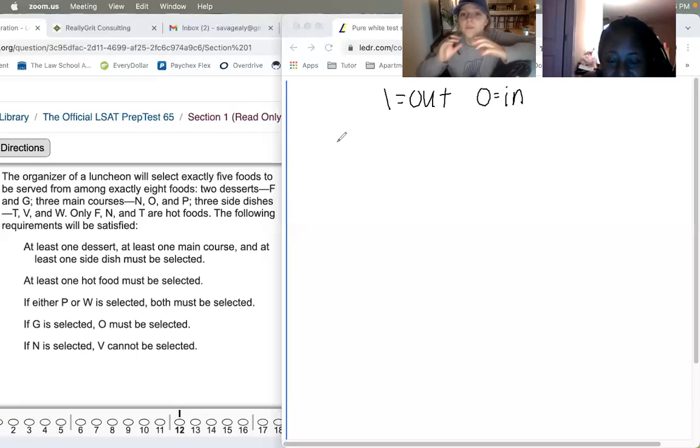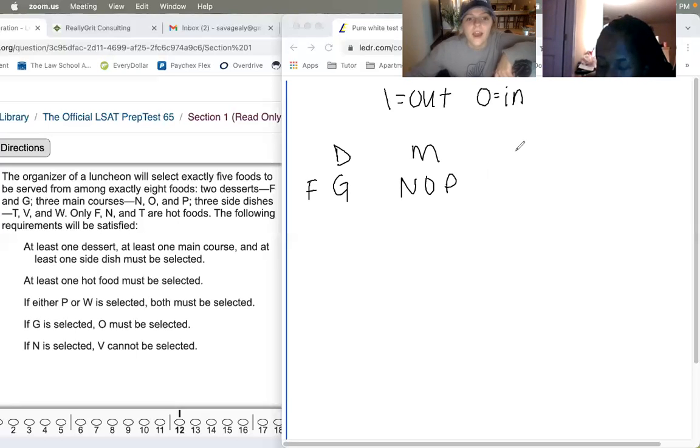So if we think about it from the aspect of a circle slash game where we usually just use the variables as our diagram, we can do that in this one. The difference is we can break them up into groups. So for example, I'm going to say this is my dessert column, and underneath it we have F and G as our desserts. Then I'm going to move over to the side a little bit, and this is going to be my main course. So we have N, O, and P. And then our side dishes, we have T, V, and W.